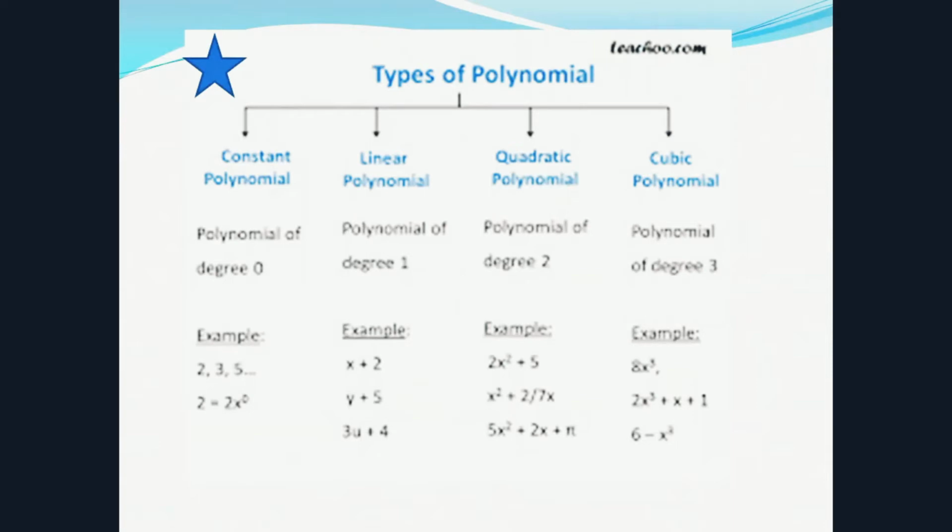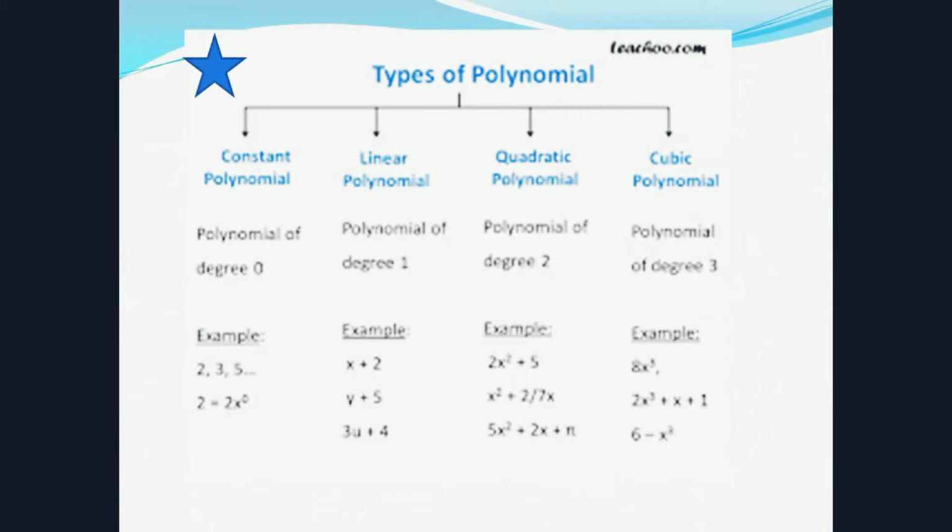Here we will study polynomials of degree 0 up to 3. A polynomial with degree 0 is called a constant polynomial. Here we can consider all the natural numbers as its example, like 2, 3, 5, 7, etc.